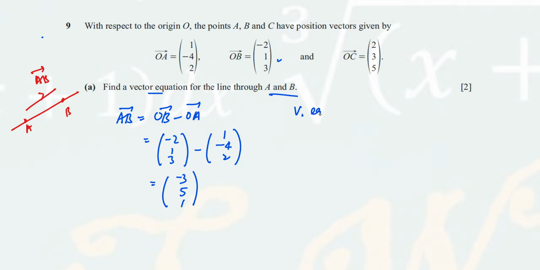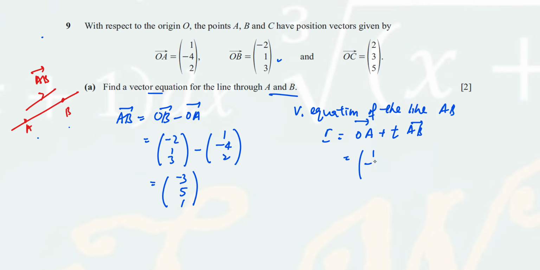So now for my vector equation of the line AB. Alright, r equals, now you have 2 points. You can either let A be the fixed point or B be the fixed point. So I will write OA plus t AB. So my OA is (1, minus 4, 2), plus t of (minus 3, 5, 1). So this is my vector equation of the line AB.